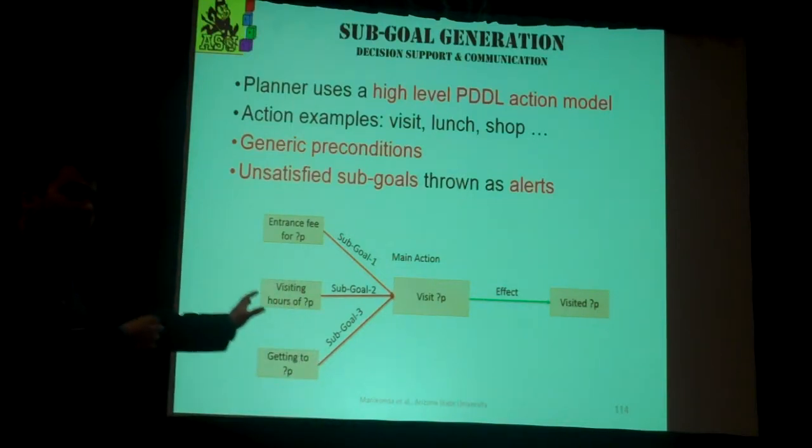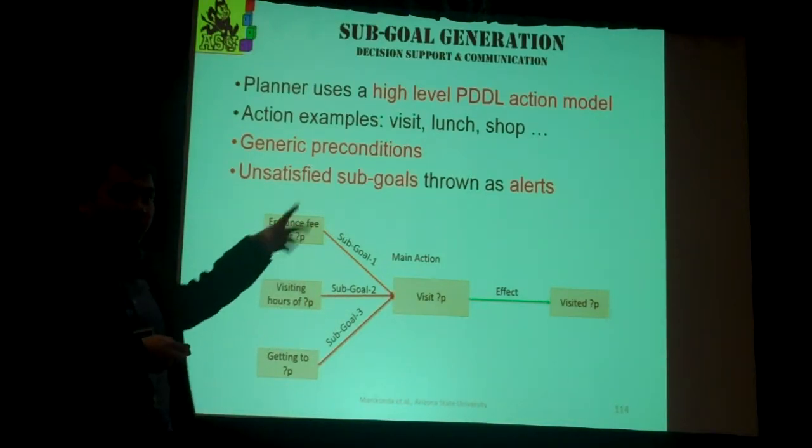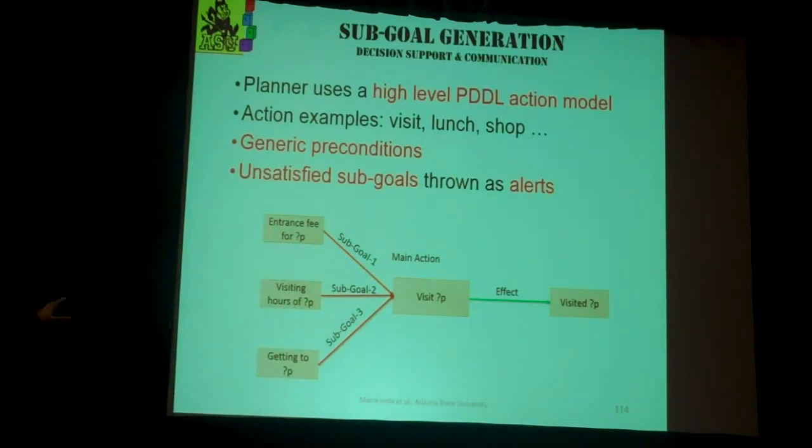This falls squarely into the decision support part, the challenge part that we were talking about, right? So in this case, the sub-problem in question is sub-goal generation, okay? So the idea here is that you give the planner a high-level PDDL action model. In this case, because it's travel planning, you give it a high-level model with action examples such as visit, lunch, shop, things that are usually associated with touristy activities, okay? It's a different question where you get that model from. It's a very important question.